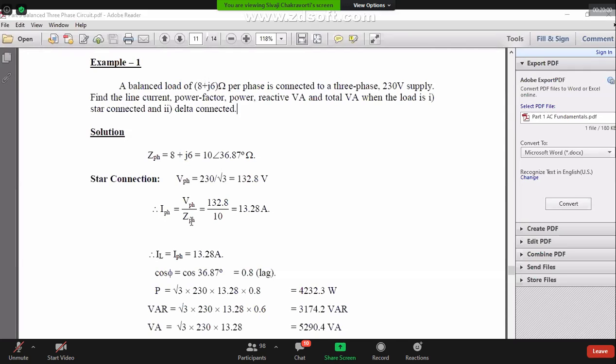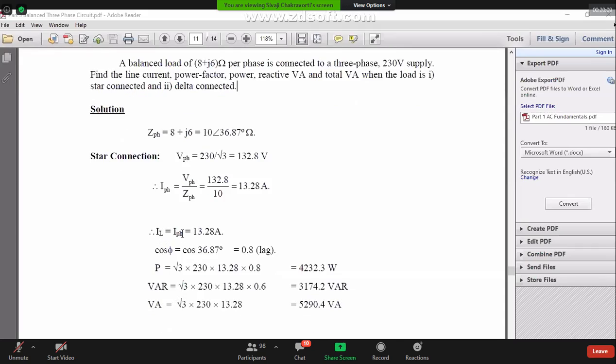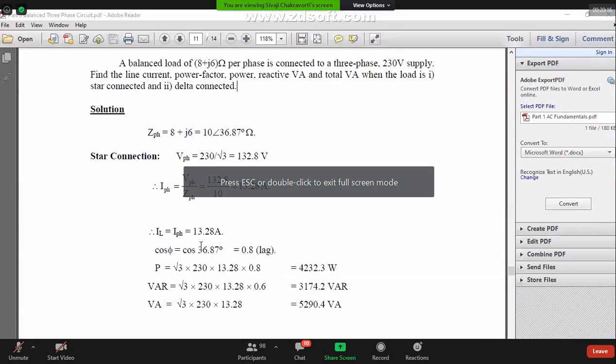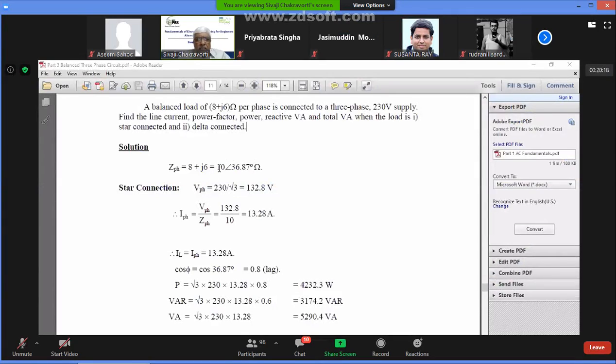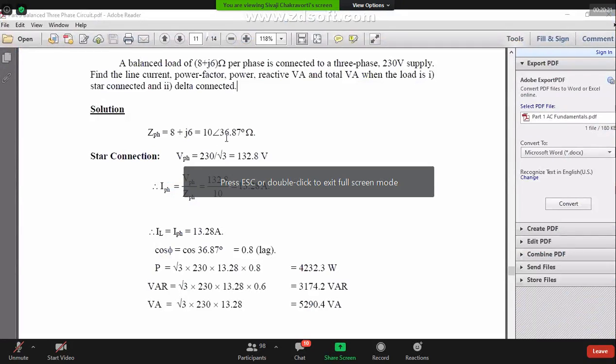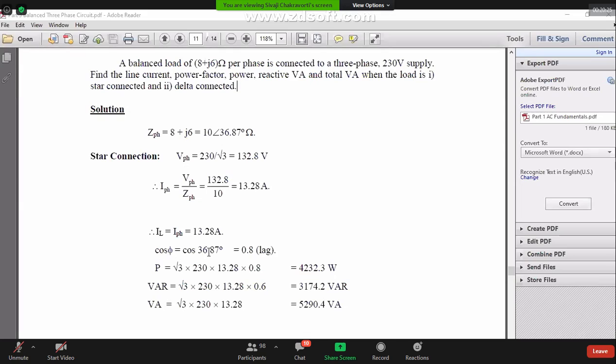So now I can calculate the phase current, which is V phase by Z phase. By the way, for all systems, whether star, delta, balanced, unbalanced, phase current is always phase voltage by the phase impedance. This is valid in any circuit. So we get the phase current. Since it is star connection, line current and phase current are the same.